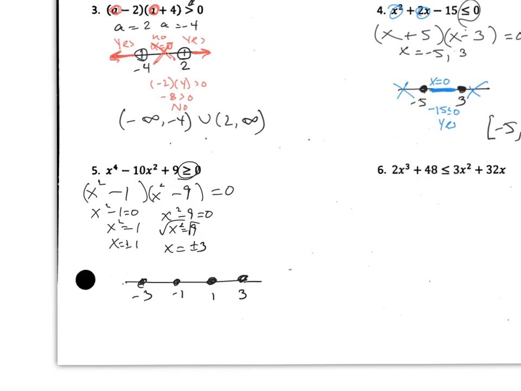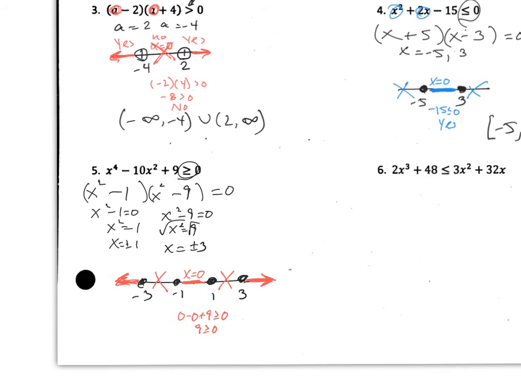And again, I'm going to try to pick x equals 0 because I do think it's the easiest number to plug back in. So when we do that, we end up with 0 minus 0 plus 9. Is that greater than or equal to 0? So 9 is greater than or equal to 0. So this is a yes. So again, remember, it's going to go every other. No, yes. So yes, no, yes, no, yes.